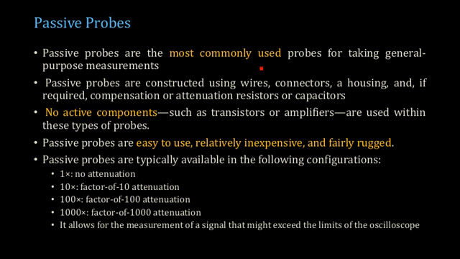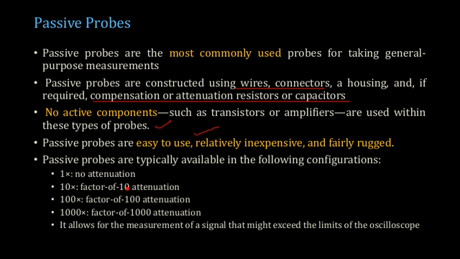These are the most commonly used probes for general purpose measurements, and these are connected using wires and connectors, and sometimes compensation or attenuation resistors or capacitors are provided. There are no active components like transistors or amplifiers within this, and they are passive probes, and they are easy to use, relatively simple and inexpensive as well as rugged. And you will be providing some attenuation circuits in the passive probes.